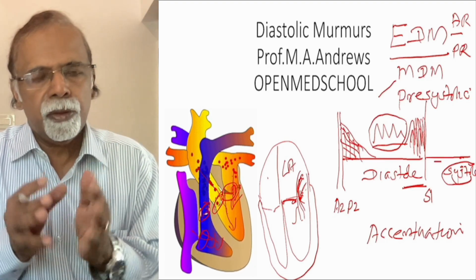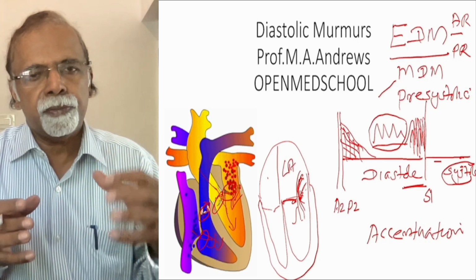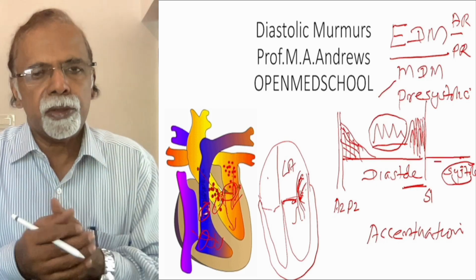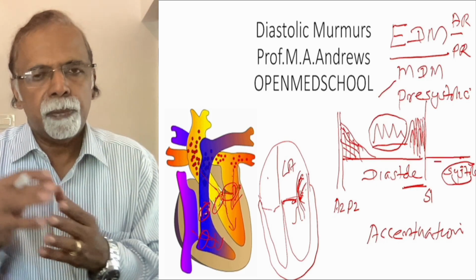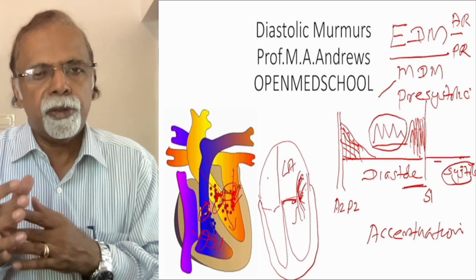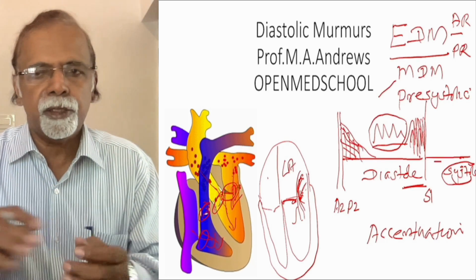Pre-systolic accentuation occurs due to atrial contraction, that is, when the blood is passing across the narrow valve, it can produce a rumbling sound. It is called pre-systolic accentuation. The details of the description, how to examine, etc., and the etiology will be discussed in the next session.